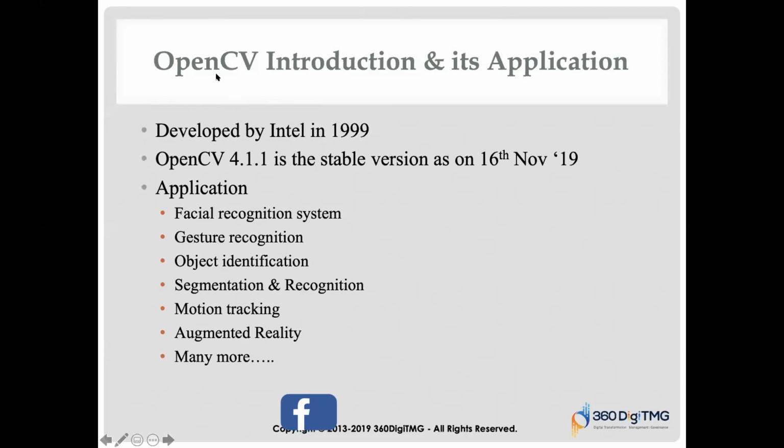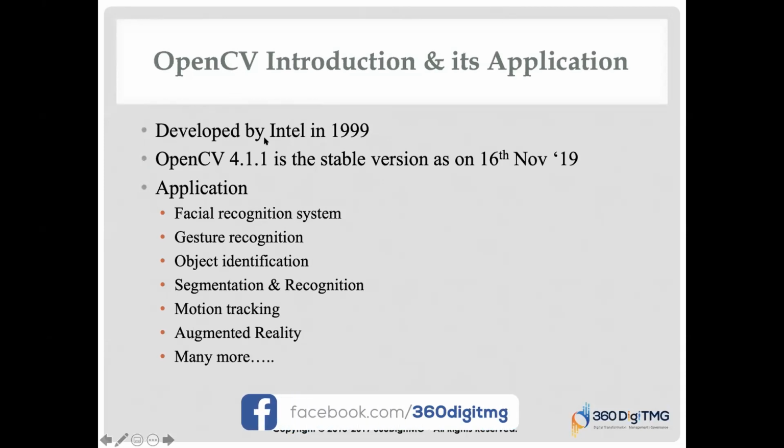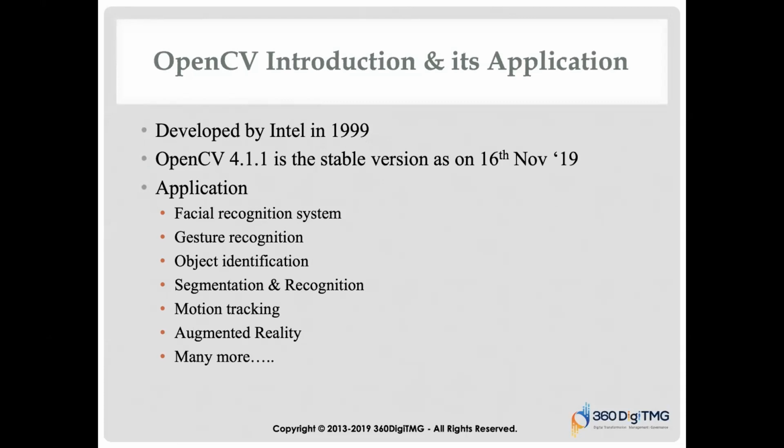OpenCV stands for Open Source Computer Vision. It was developed by Intel in 1999. Over the years, people have improvised upon that, and it's open source basically. The current version is OpenCV 4. It's the most stable version as of today. So tomorrow, if there is any upgradation, we cannot guarantee that the previous lines of code will work well, but nevertheless, today it has to work well.